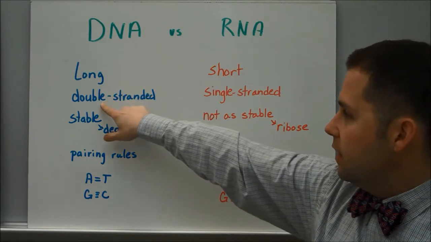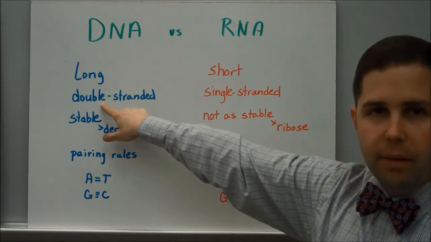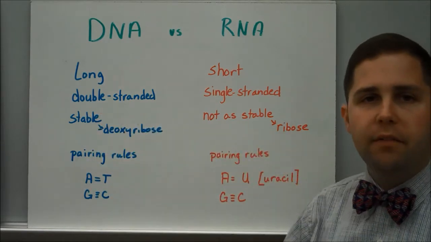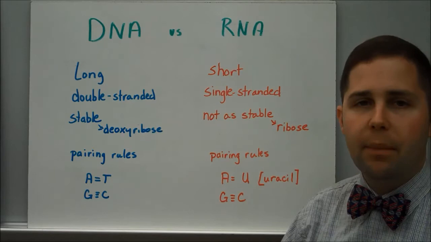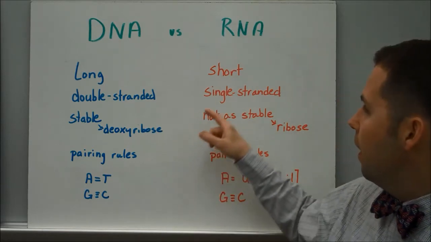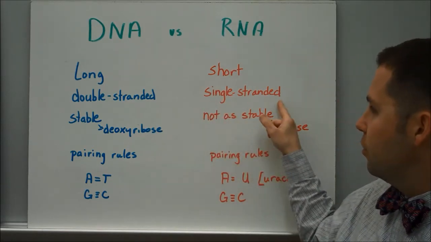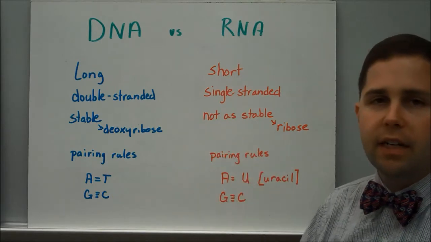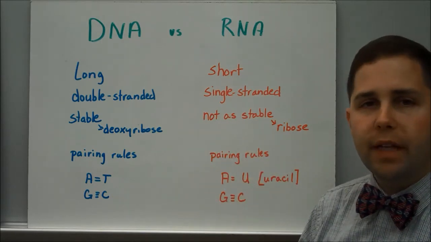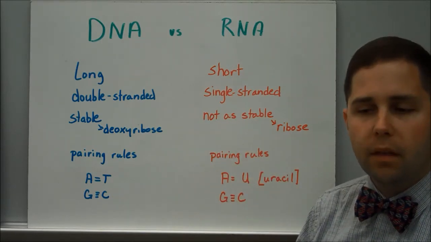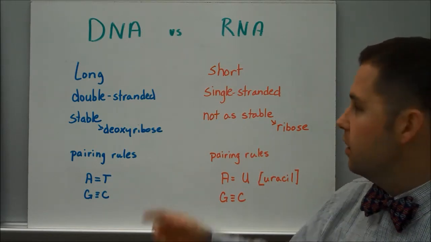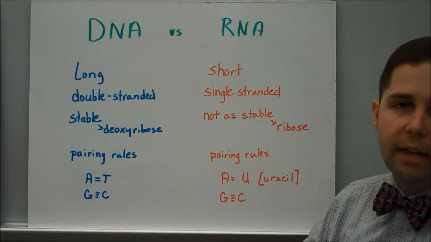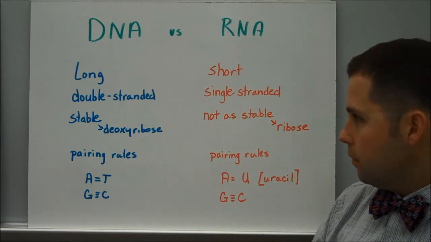The second difference is that DNA is double-stranded. You'll remember that this is part of the function of how DNA replicates. It has two templates. It can make two new copies anytime it replicates. RNA, on the other hand, is single-stranded. And the reason that it's single-stranded is that it's more useful later in the process of the central dogma, when we get into translation, to use this single strand of RNA to make a protein.